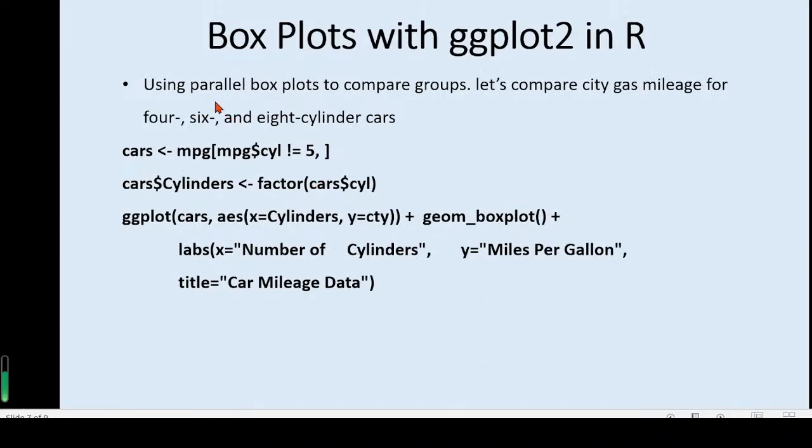We can also show the parallel box plot to compare groups. So let's compare city gas mileage for 4, 6, and 8 cylinder cars. So first we create a new data frame based on mpg, but excluding the cylinder equals 5 observations. Then we set the cylinder value to a factor. Then we can plot the box plot of this dataset, and then use the x is for the cylinder factor, and y is for the city mileage. Then the function geom_boxplot.